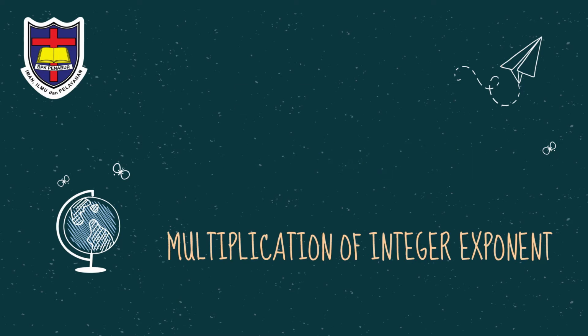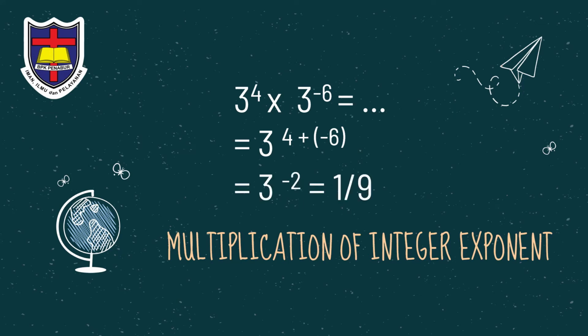So now we will see the example. Now if I have 3 to the power of 4 times 3 to the power of negative 6. If the base number is the same, we can add the exponents. So 3 to the power of 4 plus negative 6. When plus meets negative, the sign will be negative. So 3 to the power of 4 minus 6. So we have 3 to the power of negative 2.